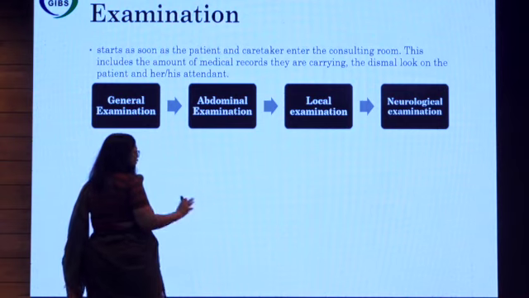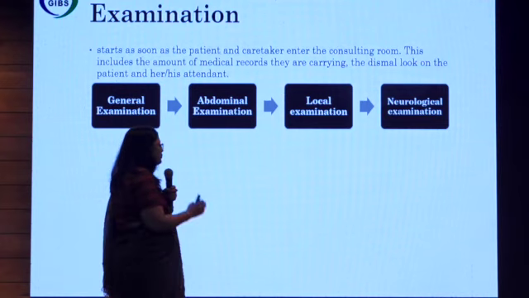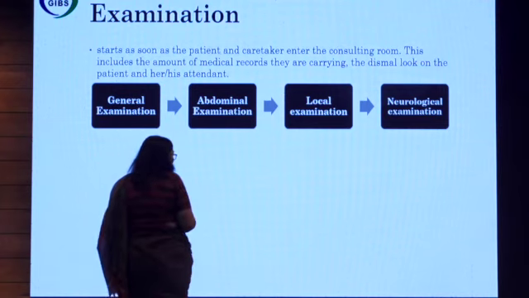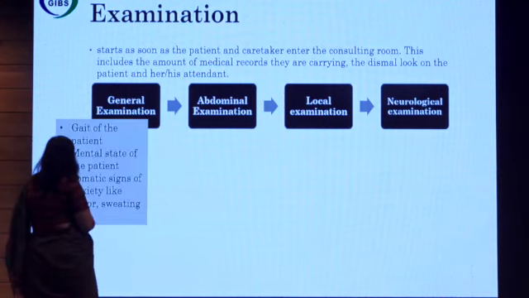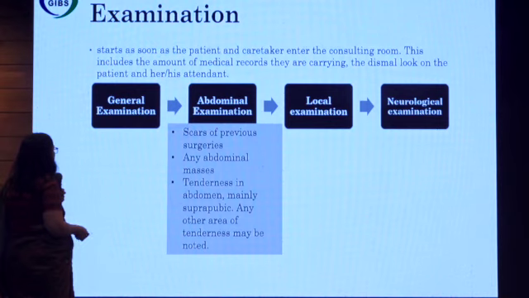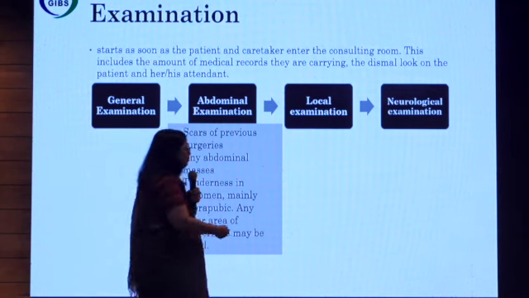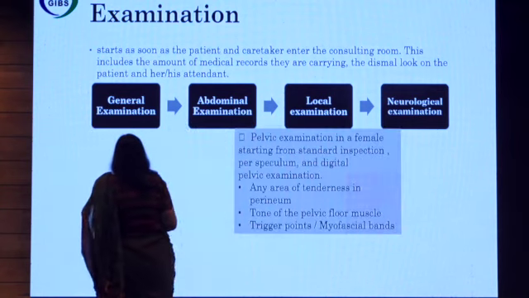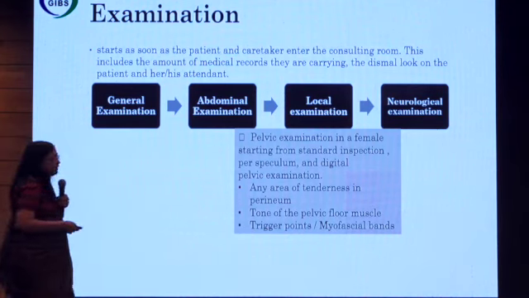So you have to listen to the patient. This is very, very important for these patients. If you are seeing an interstitial cystitis patient, give 15 minutes extra, because otherwise probably you won't be able to do justice. So general examination: gait, mental state, somatic signs of anxiety you can see. Abdominal examination: you have to rule out any abdominal mass, scars of previous surgeries that could lead to chronic pelvic pain, and retention of urine that you can see suprapubically, to show the patient is not having these kinds of problems.